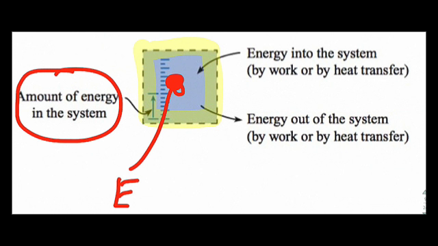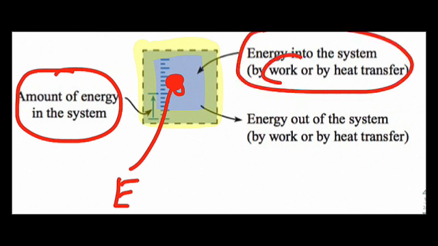One way is doing work interactions at the boundary. And a work interaction in a thermodynamic sense is any interaction that's not heat transfer. So it can be force over distance, it can be electrical energy, it can be a number of things. The other way to change the energy in the system is by heat transfer. And heat transfer is the movement of thermal energy from hot to cold.